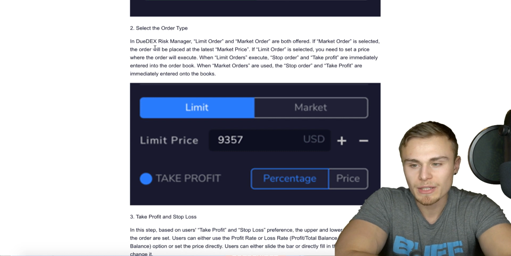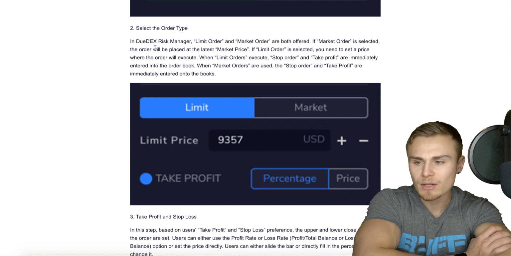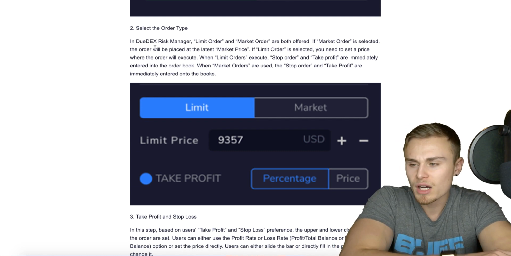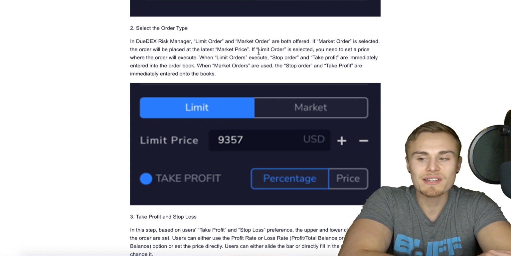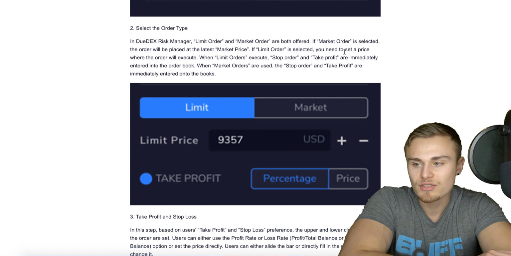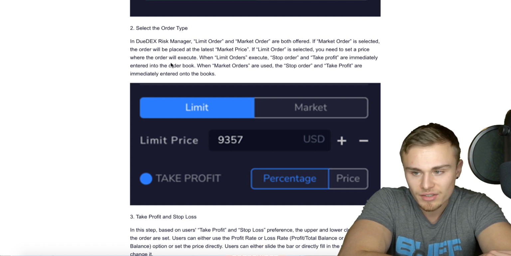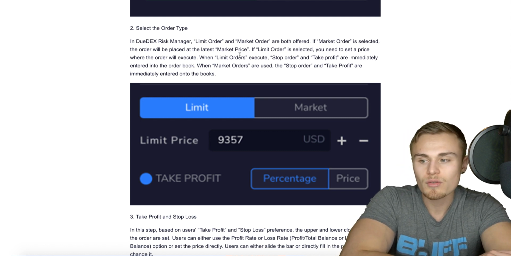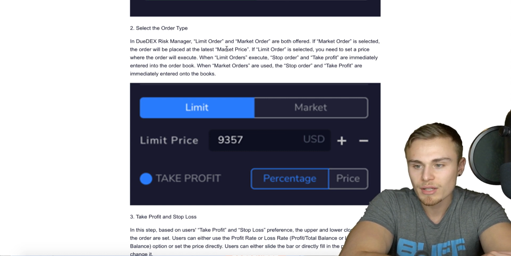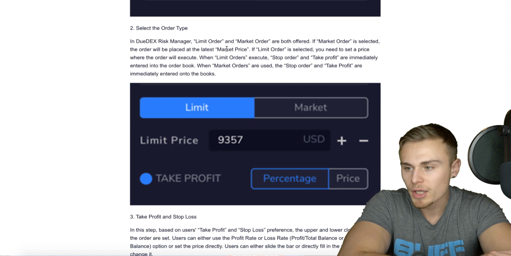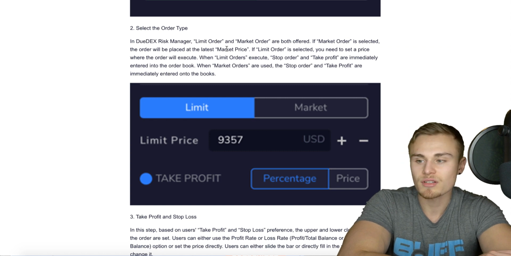It's a limit order. "In the DueDex Risk Manager, limit order and market order are both offered. If market order is selected, the order will be placed at the latest market price. If a limit order is selected, you need to set a price where the order will execute." So that's something interesting to know. I usually do limit orders, but I think if we do the market price, it will actually just auto sell it off at the market price. That's a lot easier, something I just learned today.